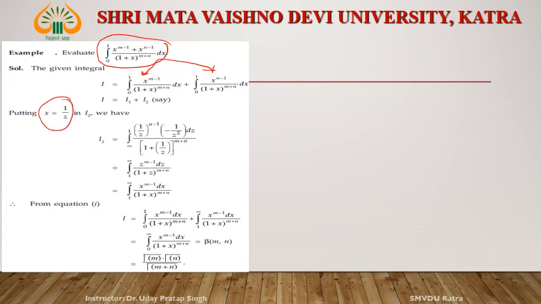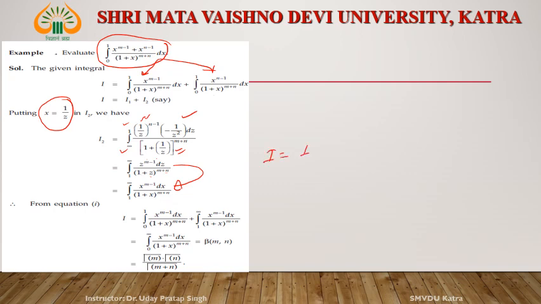x is equal to 1 by z. Apply this result: x equal to 1 by z, to the power n minus 1, 1 plus x, and dx is equal to minus 1 by z square dz. Yes, this is dx. This one is the denominator term, and this is x to the power n minus 1. And see the limit. If x equal to 0, z is infinity. If x is equal to 1, z equal to 1. So this integral is 1 to infinity z to the power m minus 1, 1 plus z to the power m plus n. Change its variable. We know that after changing the variable, the value of the integral does not change. So this is I2.